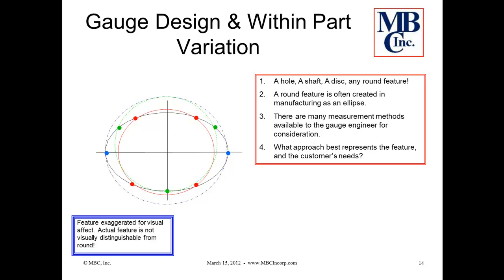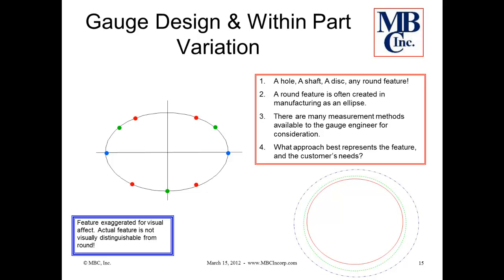We also have the option of touching in 2 points as indicated by the blue dots. Again, a CMM program, a micrometer, any type of linear gauging that would touch 2 places on a round feature, and we could call that measurement the diameter. As you can see, all 3 techniques give different answers.